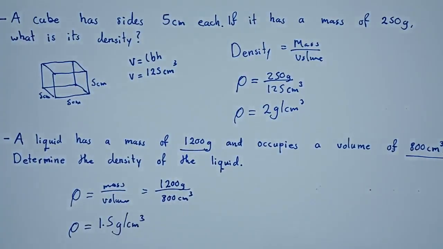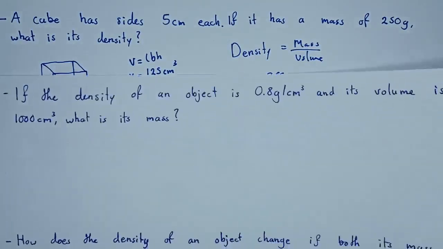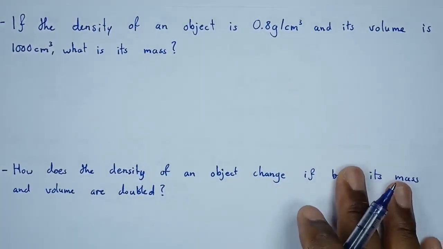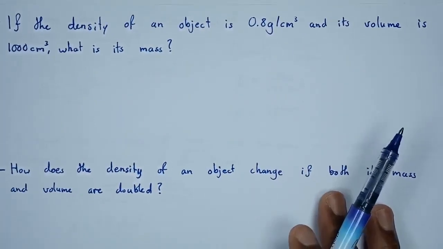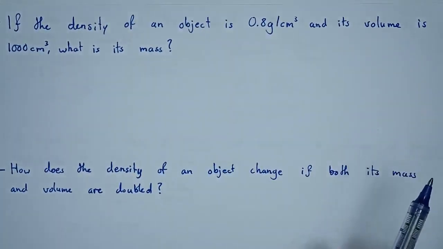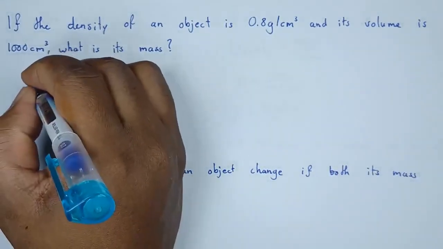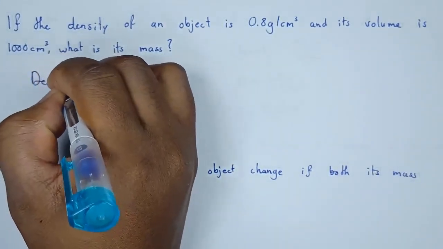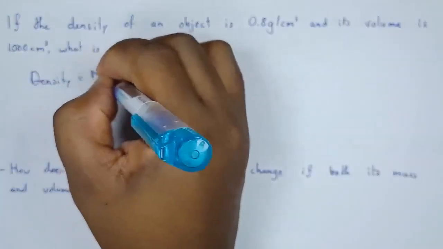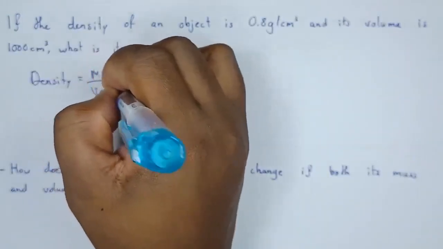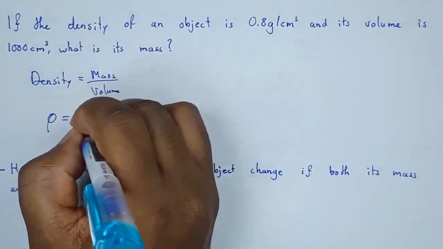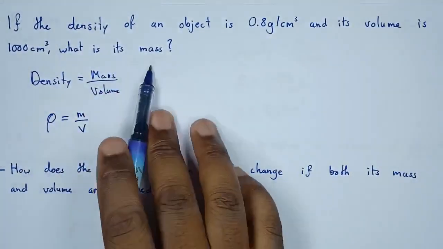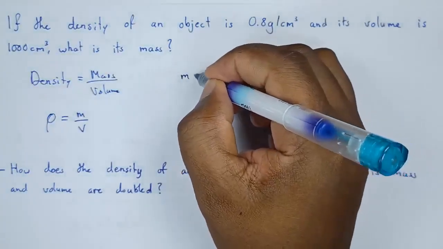Okay, let's look at the other two questions. The next question says, if the density of an object is 0.8 and its volume is 100, calculate its mass. So how can you find its mass? We know that density is equal to mass over volume, or mass per unit volume, so density rho is equal to m over v. Since we're looking for mass, we can cross multiply. Hence, mass will be equal to density multiplied by volume.